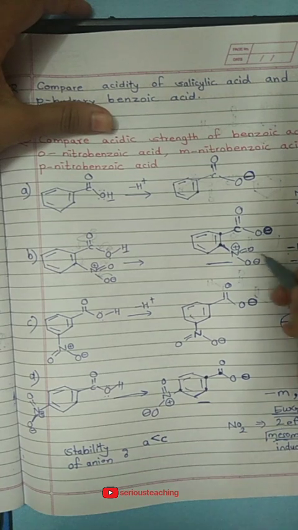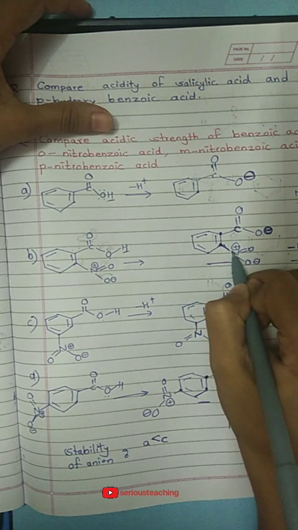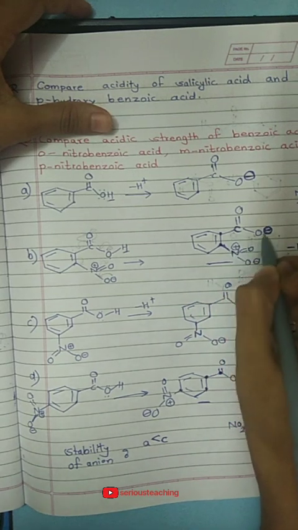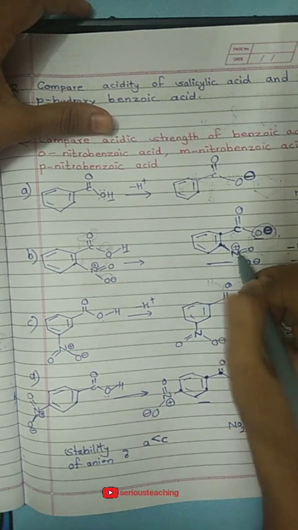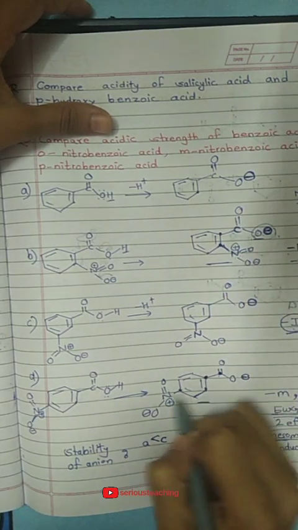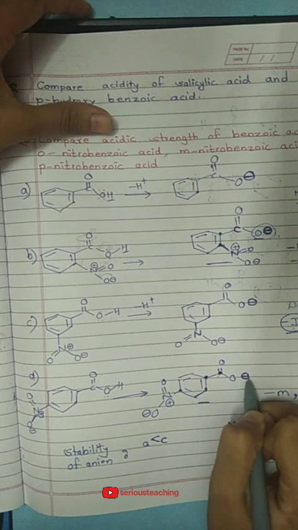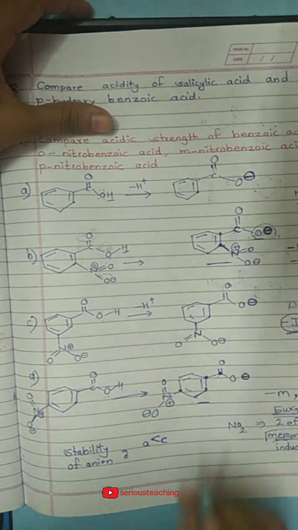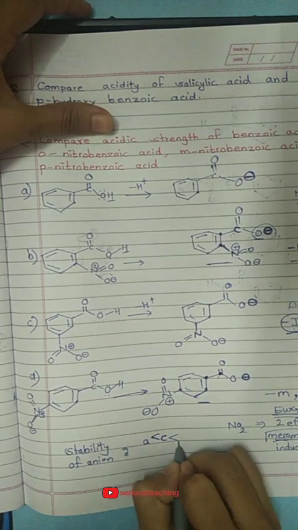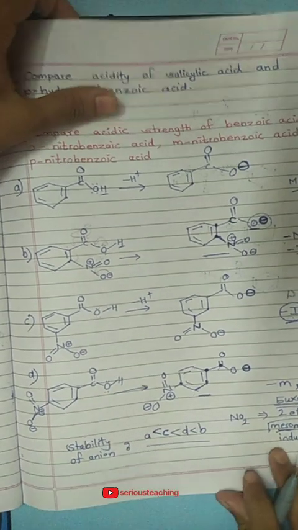Now, when we compare the ortho and para positions, see, at the ortho position the nitro group is closer to this center. Here the distance between the anion and the nitro group is lesser, but in the para position the distance is more. Therefore, here the extent of inductive effect will be lesser. If the inductive effect is less, then that anion will be less stable. Therefore, it will be less acidic. So the stability of the anion in ortho and para positions will be such that para is less stable than ortho. So this will be the overall stability of the anion.